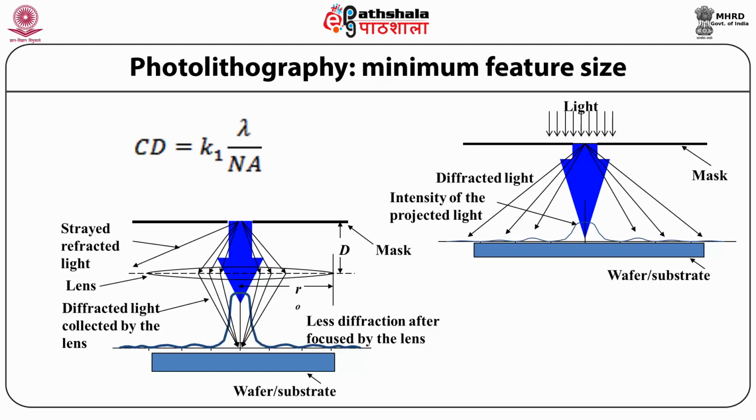NA is the numerical aperture of the lens for collecting the diffracted lights from the aperture. So, in order to have higher resolution, photolithographic systems use ultraviolet lights from the gas discharge lamps. So this in detail we will be discussing later on.